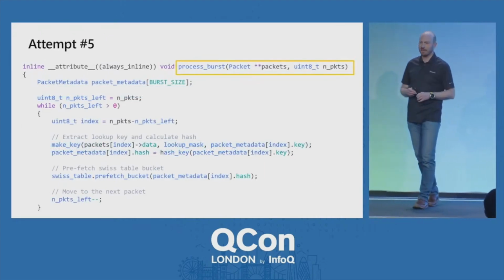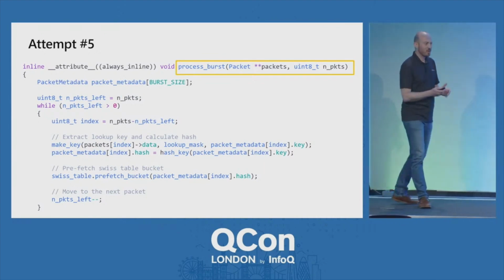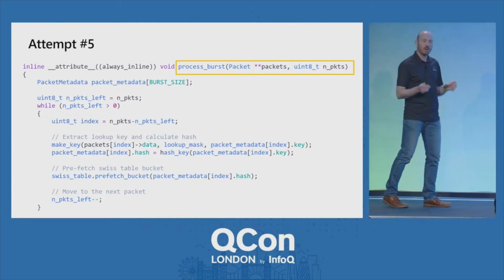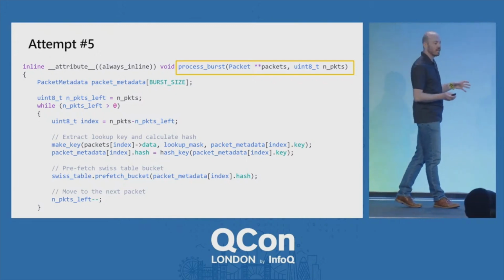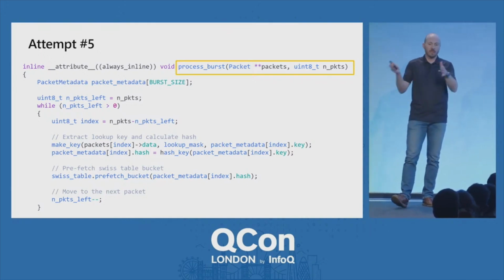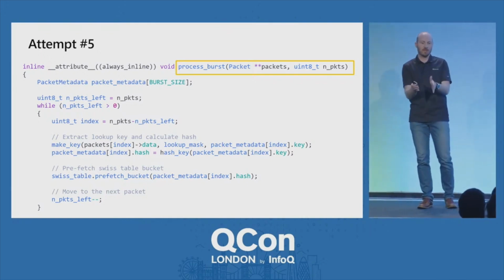So this is the bit where everyone has to start paying attention. So our main function is now no longer process packet. We're now going to process a burst of packets. So for this example, I've used a burst size of 20. So we're going to take 20 packets at a time and process 20 packets in a chunk.